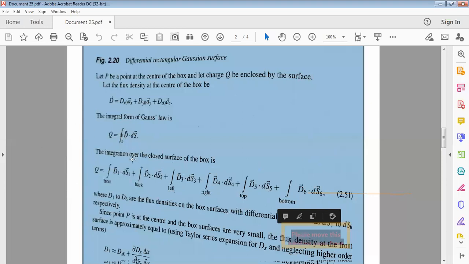Since the point P is at the center and the box surfaces are very small, the flux density at the front of the surface is approximately equal to, according to Taylor series expansion, D1 equal to Dx, plus del Dx by del x into delta x by 2, for each side. That's why it is mentioned like this.